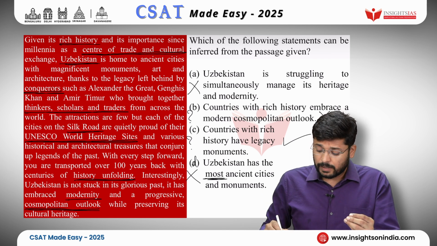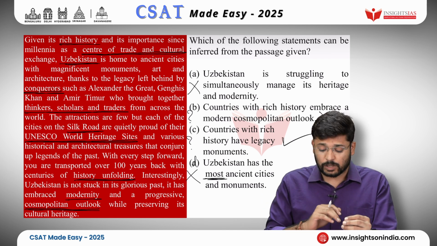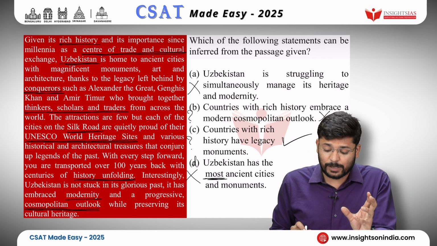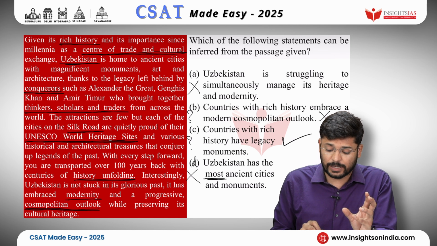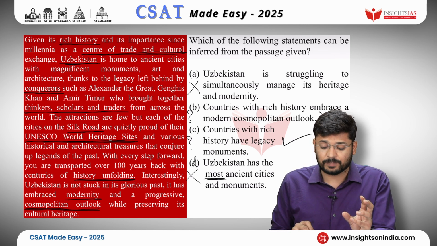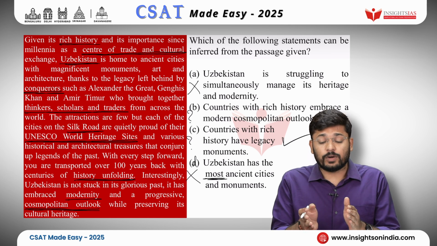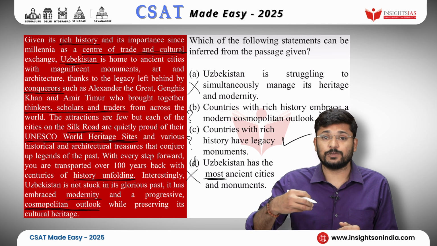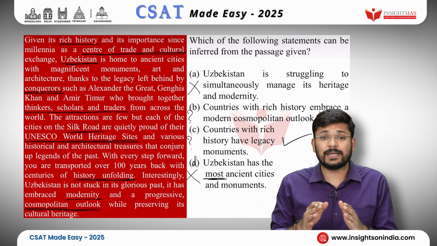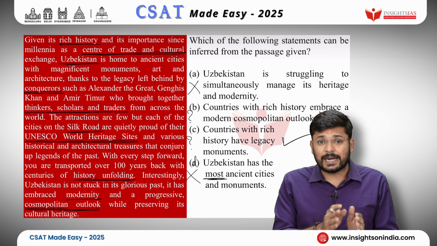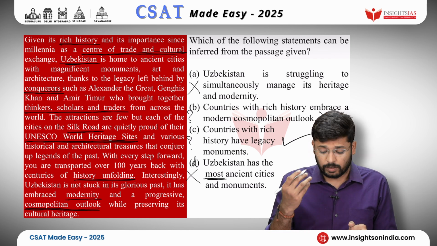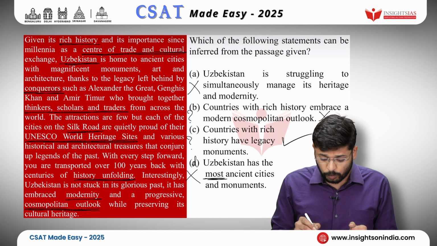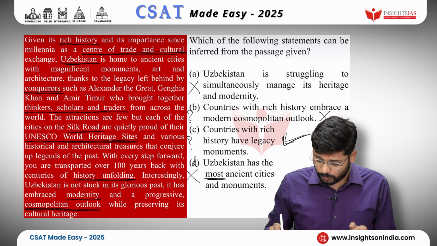Option C is the only option left to us, and actually we can draw it from this passage. How? "Given its rich history and importance since millennia as a center of trade and cultural exchange, Uzbekistan is home to ancient..." He is saying that because Uzbekistan has a rich history and has been a center of trade and cultural exchange, that is why it has ancient cities. So it means that usually countries with rich history, which have been centers of trade and cultural exchange, usually have monuments and ancient cities. So option C would be our answer.